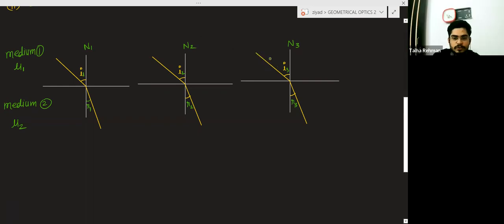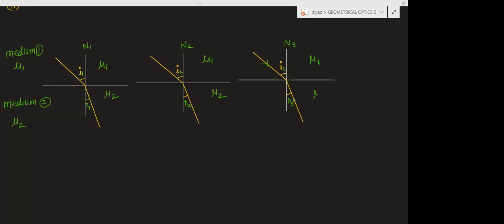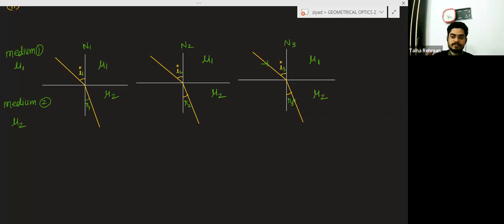So we can write here that light is going from mu1 to mu2. Here also the light is going from mu1 to mu2. The second time, the angle of incidence is I2 and the angle of refraction is R2. The third time, the angle of incidence is I3 and the angle of refraction is R3. Again, the light is going from mu1 to mu2. So here, what is the same? The medium is the same, but the angle of incidence is different.